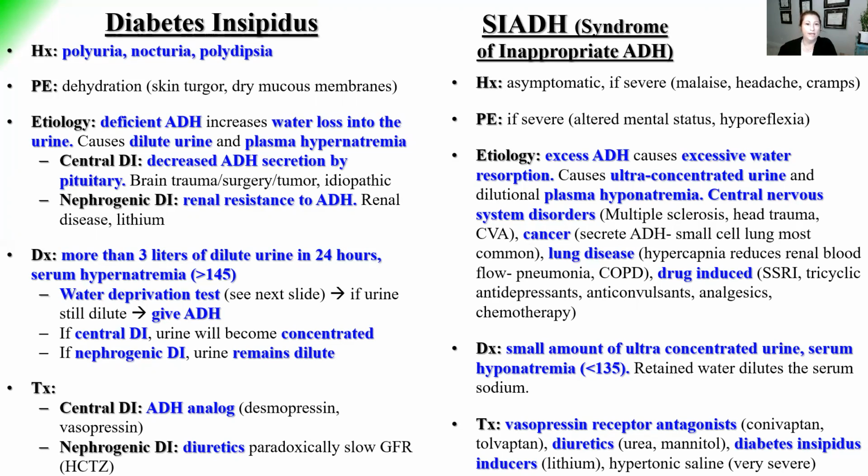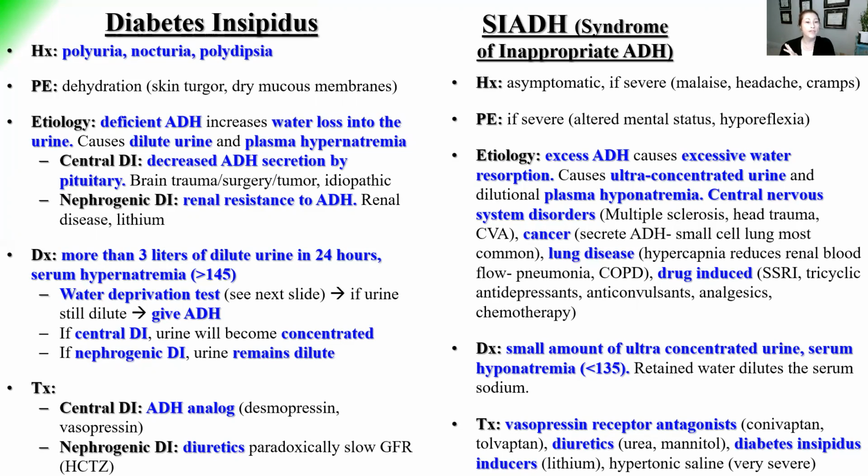In SIADH, typically they're asymptomatic. If it's very severe, that's due to the fact that they have hyponatremia, so malaise, headache, or cramps. Altered mental status, hyporeflexia, again, that's related to the sodium concentration in the bloodstream. With SIADH, we're producing too much. So excess ADH causes excessive water resorption. So we get a small amount of ultra concentrated urine and plasma hyponatremia because all of that water is being absorbed.